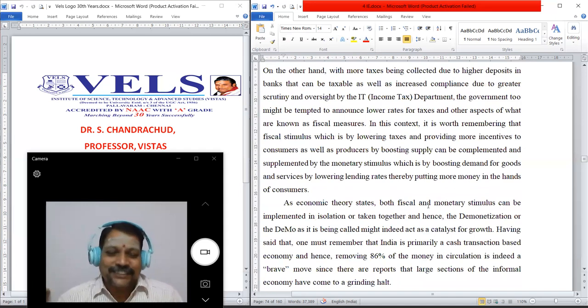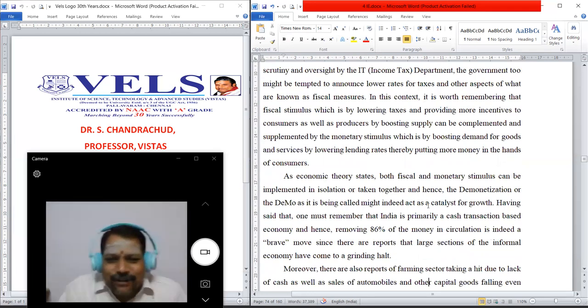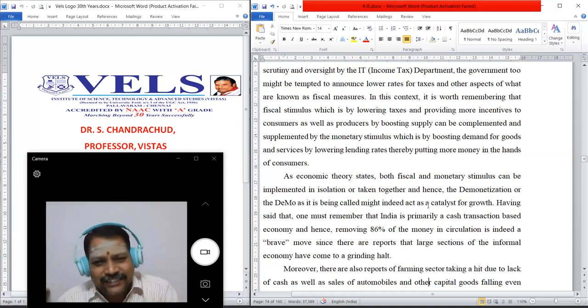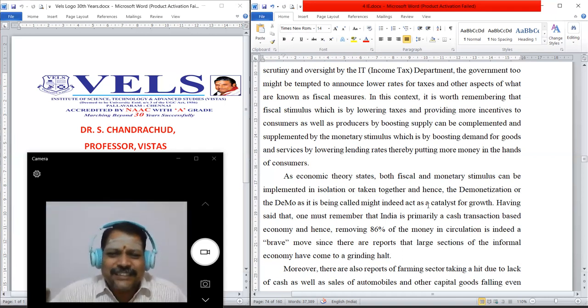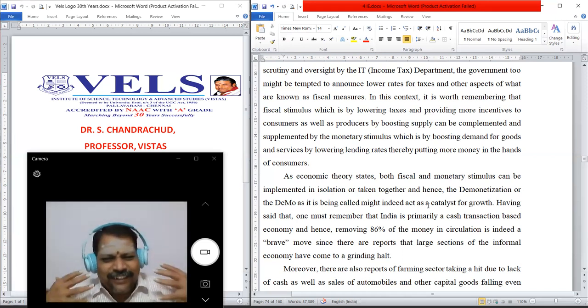Of course, when demonetization was introduced, for a few months the common man suffered a lot, but now the economy is getting stabilized. The economic theory states both fiscal and monetary stimulus can be implemented in isolation or taken together. Hence, demonetization has been a catalyst for economic growth. Having said that, one must remember that India is primarily a cash transaction-based economy, and nearly 86% of money circulation was affected because of the demonetization, within that particular quarter, from January to March of 2018.